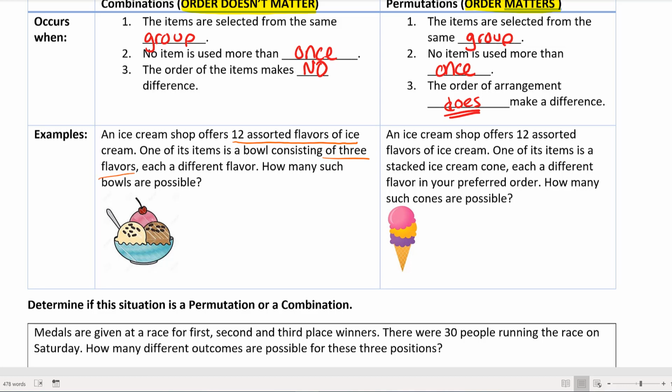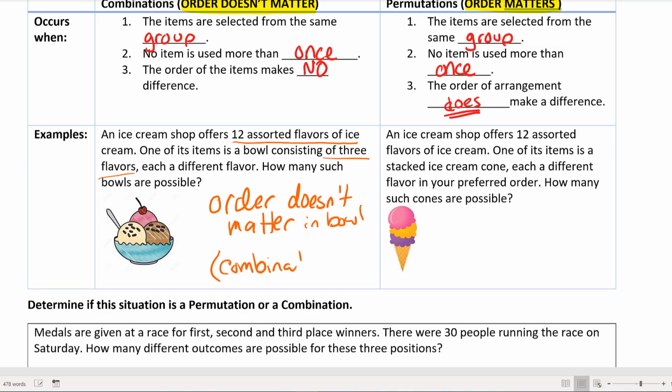And the order in a bowl doesn't really matter. Which one is put on the left versus the right, front, back, it's in a bowl. It's all mixing together. When you take your spoon, you can eat it in any order you want. So in this case, order doesn't matter in a bowl, okay? And this is a combination because the order doesn't matter.